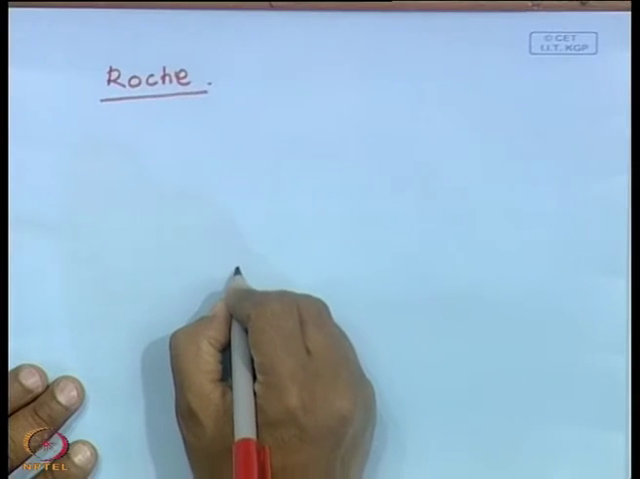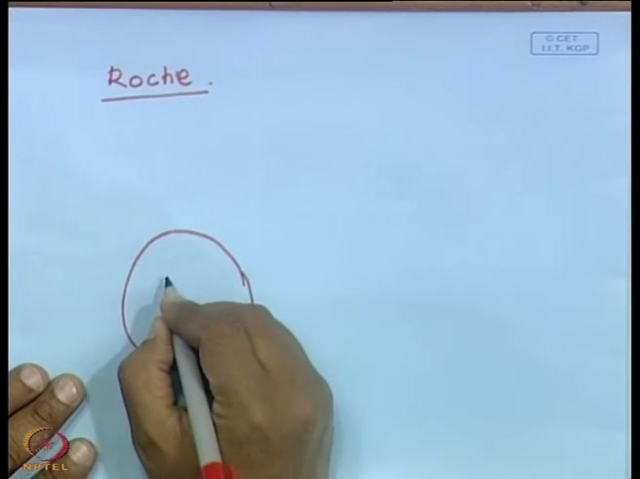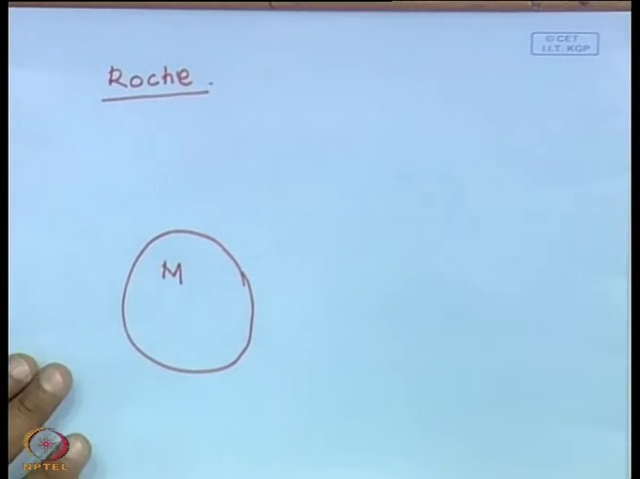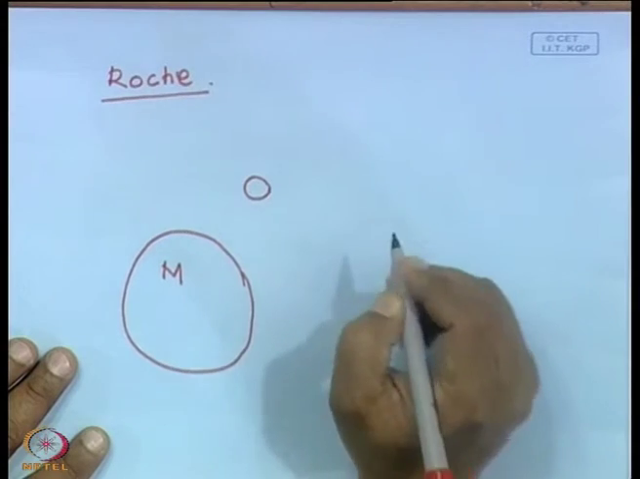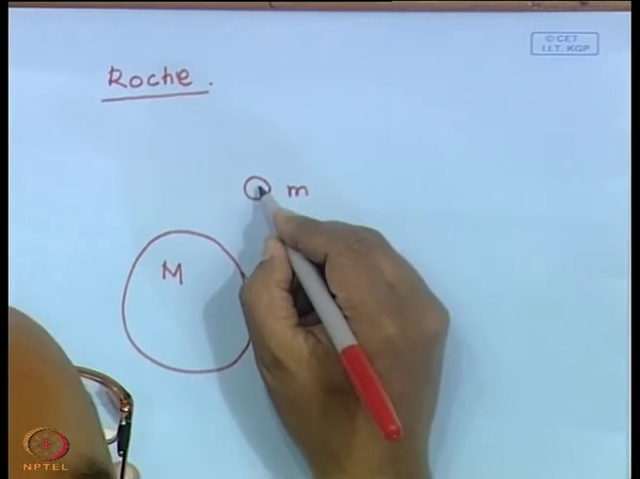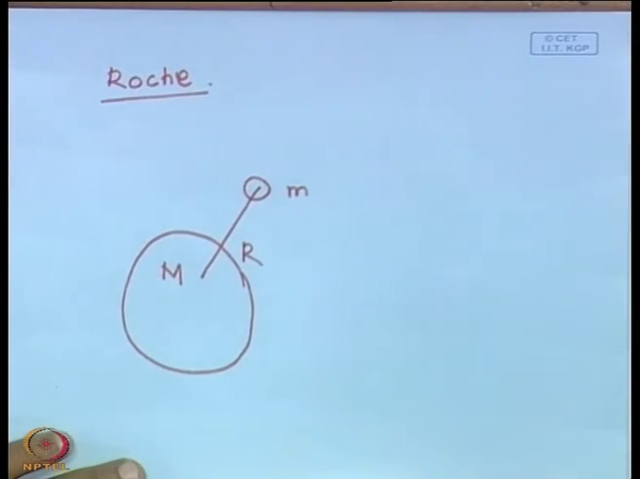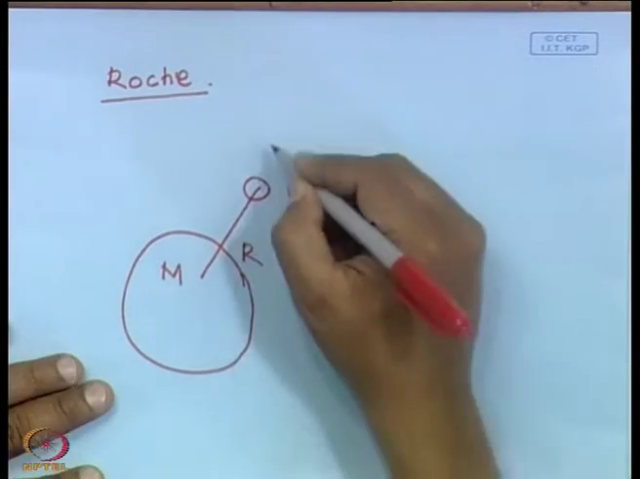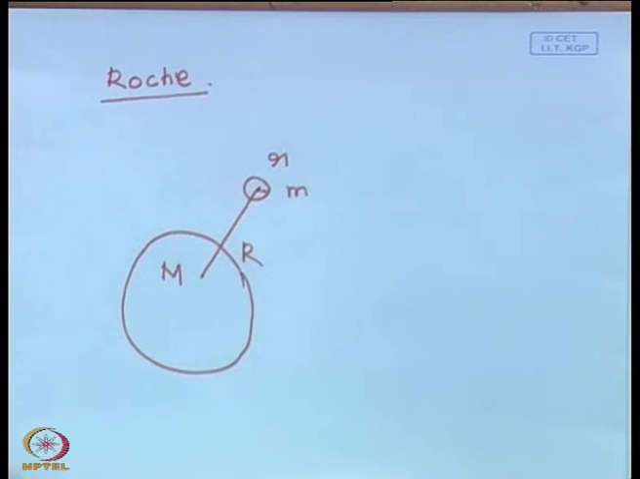But I shall first discuss it in general terms, and then we shall look at the particular application that Roche had in mind. So, consider a big massive object over here of mass m, and there is another smaller massive object of mass, let us say small m, and the distance between these two is r, and the radius of this small massive object is small r.